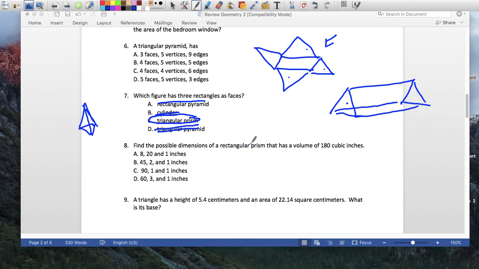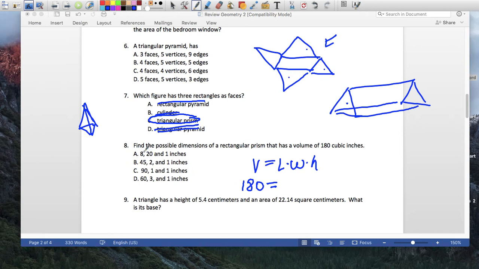Find the possible dimensions of a rectangular prism that has a volume of 180. Well, V equals length times width times height. The volume equals 180. So which of these 3 might have the volume of 180, meaning if I multiplied all 3, it would give me 180.